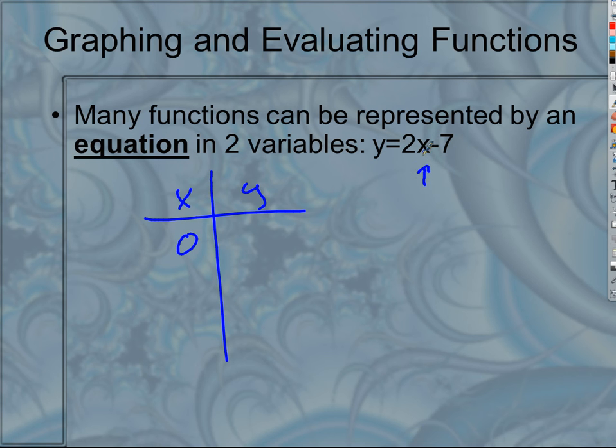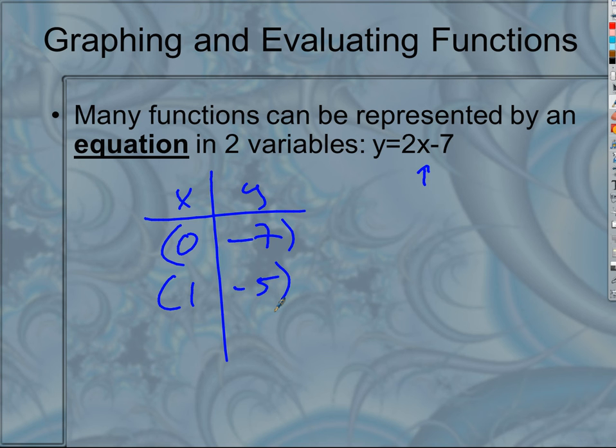2 times 0 is 0, minus 7 is negative 7. And so there's a point with coordinates 0, negative 7 that I could plot on the xy plane. If I plugged in x equals 1, I'd get negative 5, and there's another point that I could plot. You might remember doing this.